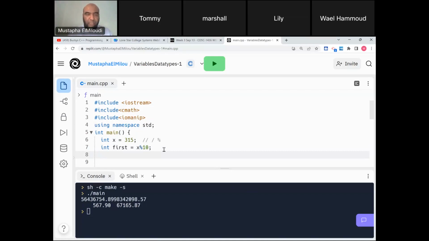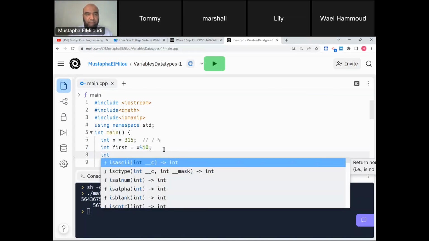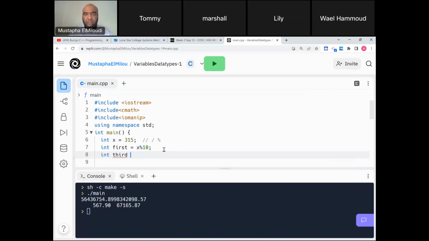How can I get number 3? I'm going to call it third, because I want to leave one till the end. What shall I do? Either using division or remainder. If I do it, then I'm going to get number 3, and then I can save it in my variable third. And keep in mind that when you divide an integer by an integer, you get only the integer. That will make it even easier.